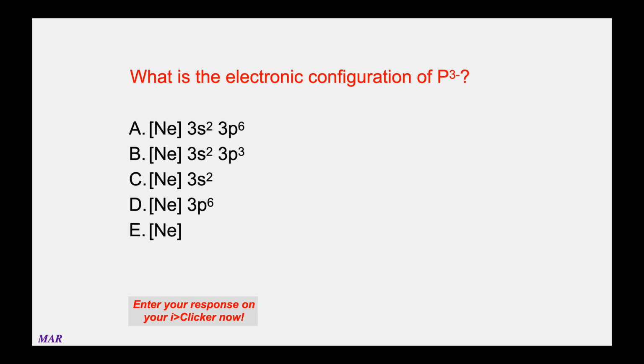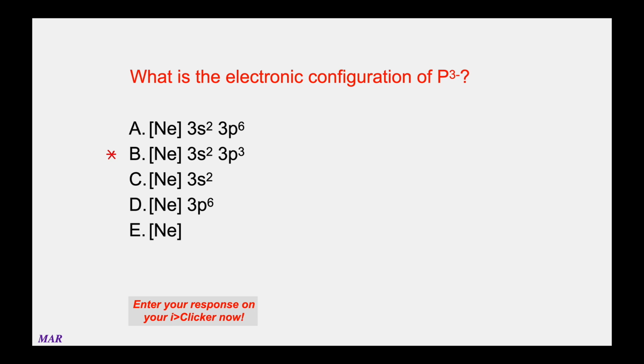When I do these kinds of problems, I start with the neutral version of the atom, which in this case would be phosphorus. And neutral phosphorus is actually listed in this problem. It's answer B. Neutral phosphorus is a neon core 3s2 3p3. It's got 15 electrons. It's 3 into the p block, so phosphorus is 3p3. But here we have phosphide, so we have to add 3 more electrons to neutral phosphorus to make phosphide.